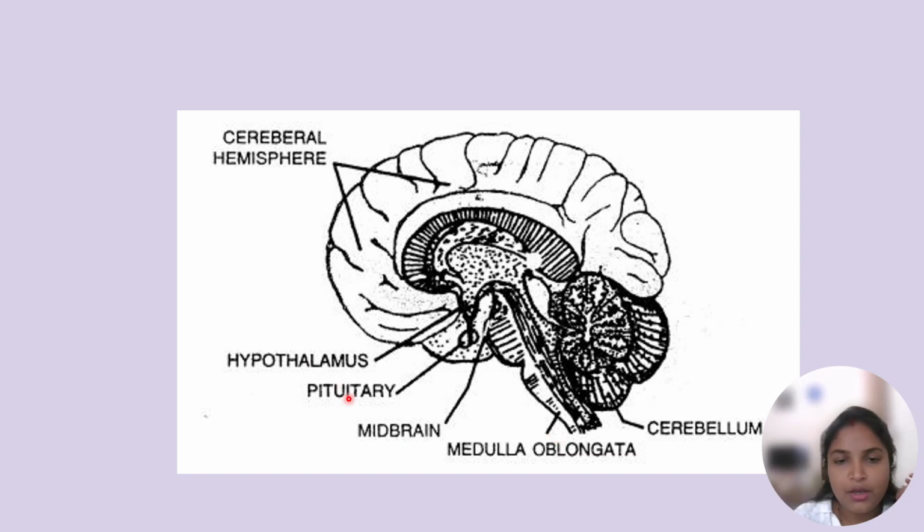Now these three names you need not study, because they are not included in this syllabus. We will go through the words hypothalamus, pituitary and midbrain. Here it is the midbrain. Hypothalamus and pituitary come under the endocrine glands.